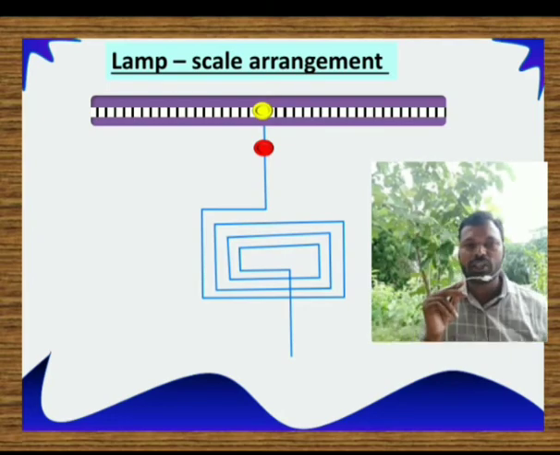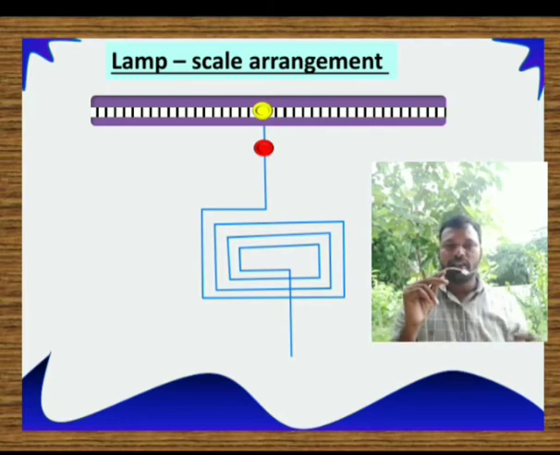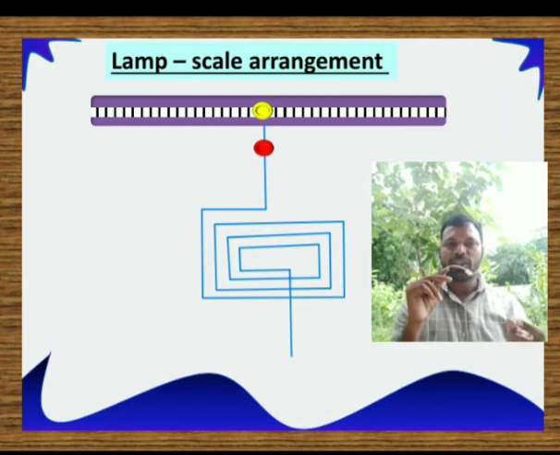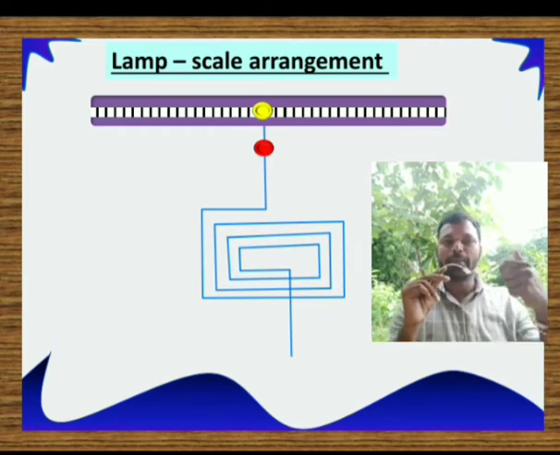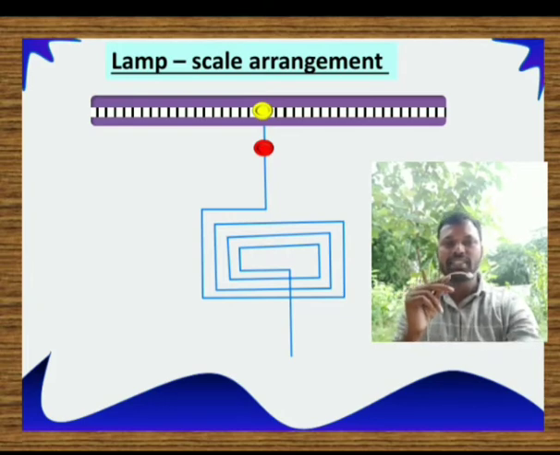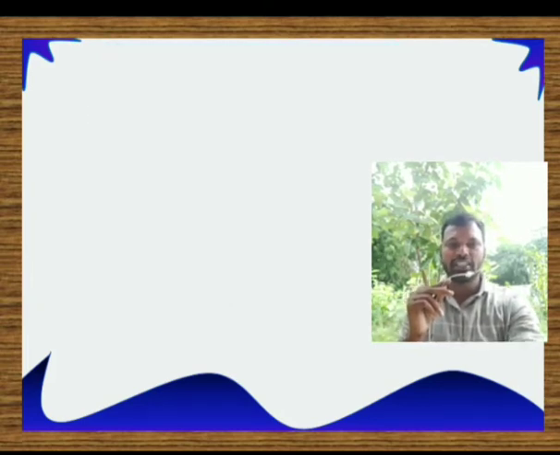It's very simple. The coil is rotated when current is passed through the coil. When the coil is rotated, the mirror is also rotated because the mirror is connected to the coil. When the mirror is rotated, the image of the mirror on the scale also rotates. So the coil rotates, the mirror rotates, and because of this the image rotates. By measuring the image, we can find out the original rotation of the coil. This is the use of the lamp scale arrangement, right?